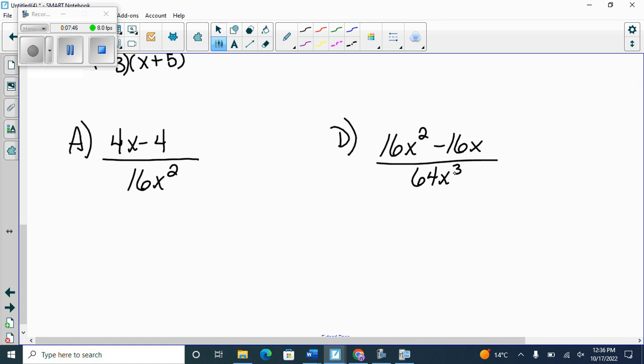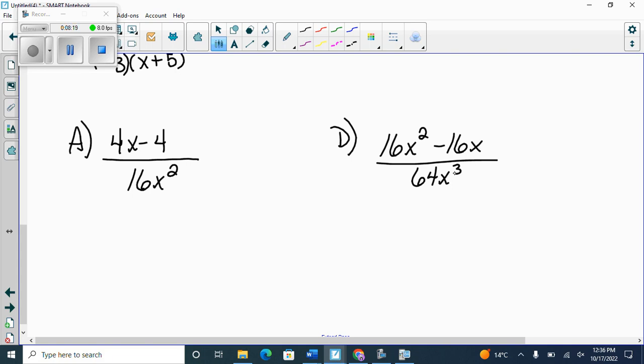So I can either go from the simpler ones and multiply the top and the bottom by the same thing to get to the other one, or I could go to the more complex one, divide the top and the bottom by the same thing to get to the other one. But you have to do the same to the tops and the bottoms. So if I'm going from A to D, what would I have to do? I have 4x. I need 16x squared. What am I going to multiply by?